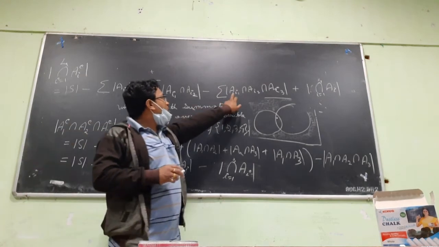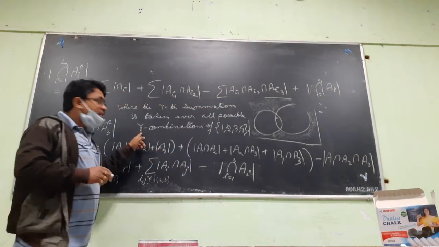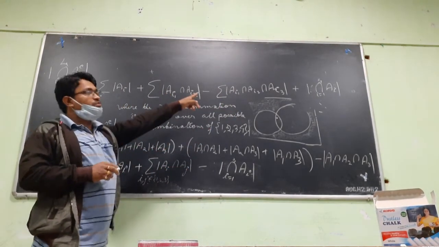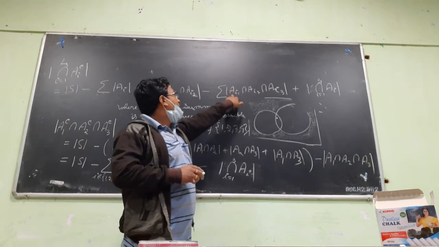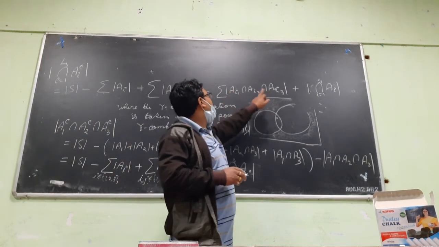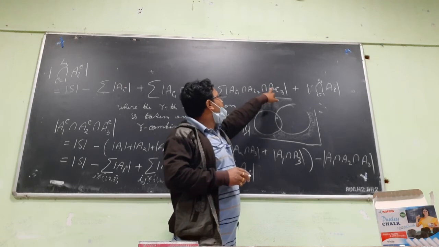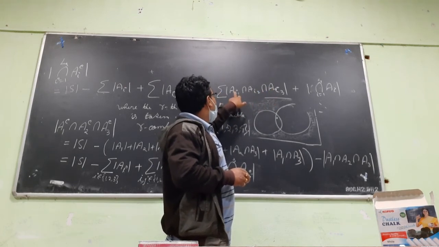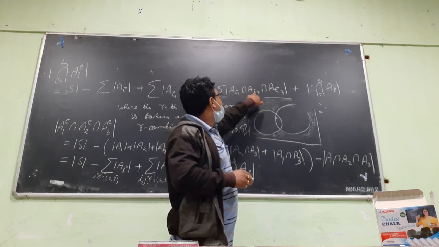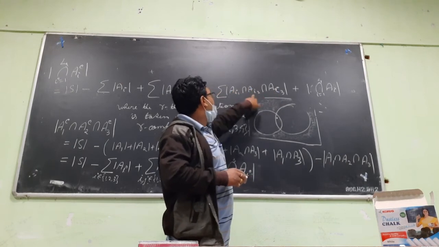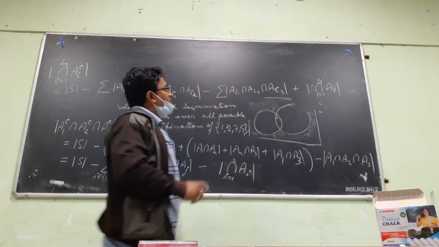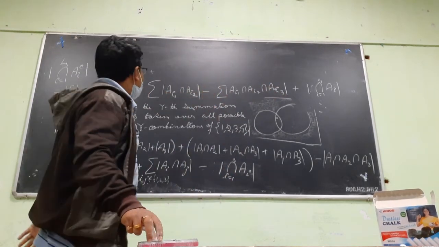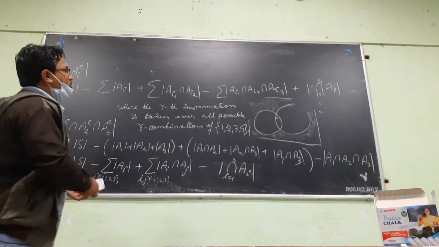This one will run over all possible 3 combinations. 4C3 is 4, so there will be 4 terms: A1 intersection A2 intersection A3, A1 intersection A2 intersection A4, then A1 intersection A3 intersection A4, then A2 A3 A4 like that. 4 terms. And the last one is just the intersection of all the 4 sets.